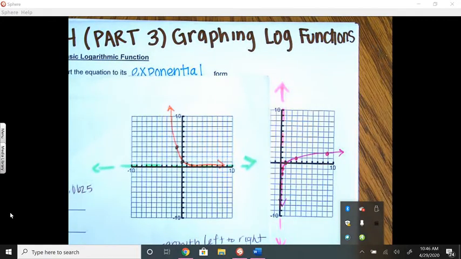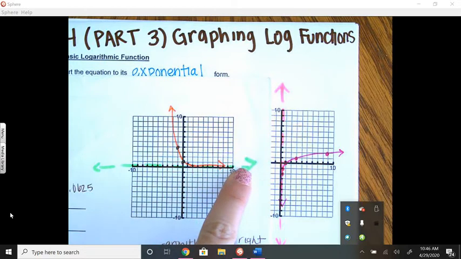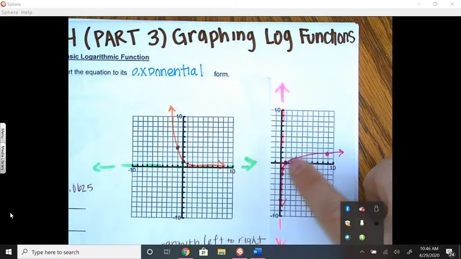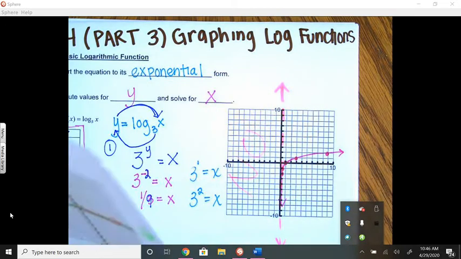That's why they look like this: this one is never going to cross the x-axis, whereas this one is never going to cross the y-axis, because the x's and the y's are swapped, and so they are inverses.